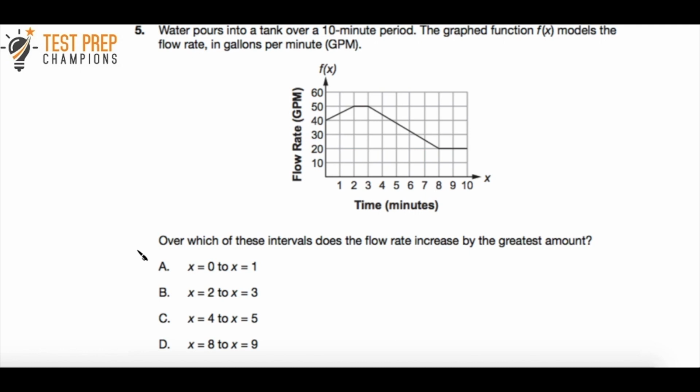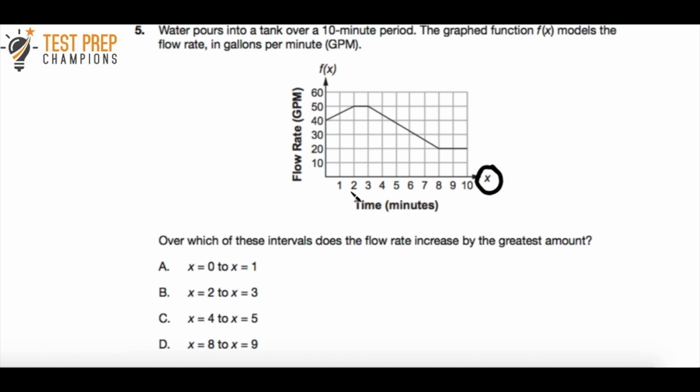Okay, so let's go over this question here. The best way to do this is to look at each of the answer choices, and then we're going to use process of elimination. We have to remember that the intervals are given to us on our x-axis. So this horizontal axis here that I'm going to trace briefly is our x-axis, and that shows us the time in minutes. The other axis, this vertical axis on our graph, is called f of x, or function of x, and that gives us the flow rate.